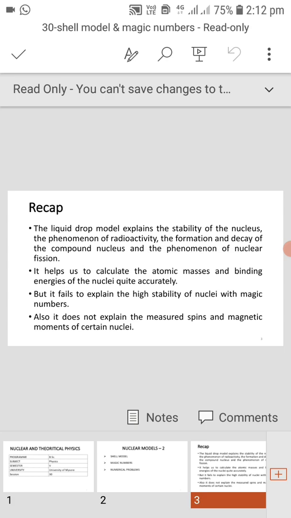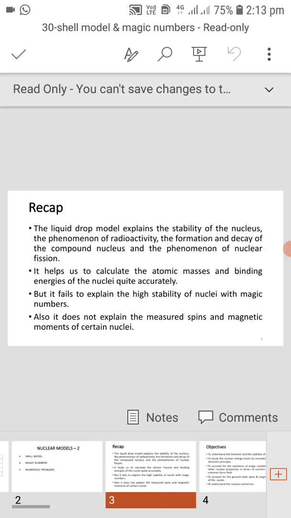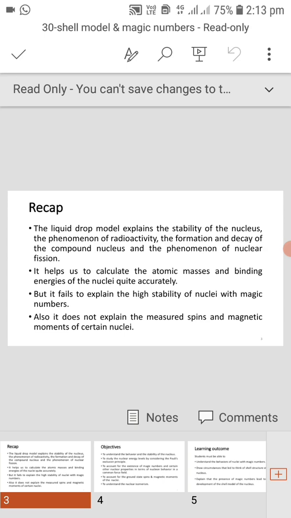As we know, in the last video, when we were discussing the liquid drop model, the liquid drop model explains the stability of the nucleus, the phenomenon of radioactivity, the formation and decay of the compound nucleus, and the phenomenon of nuclear fission. The liquid drop model also helps us to calculate the atomic masses and binding energies of the nuclei quite accurately. But it fails to explain the high stability of the nuclei with magic numbers. Also, it doesn't explain the measured spins and magnetic moments of certain nuclei.